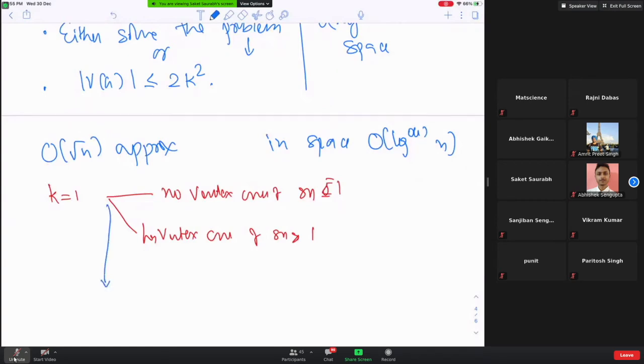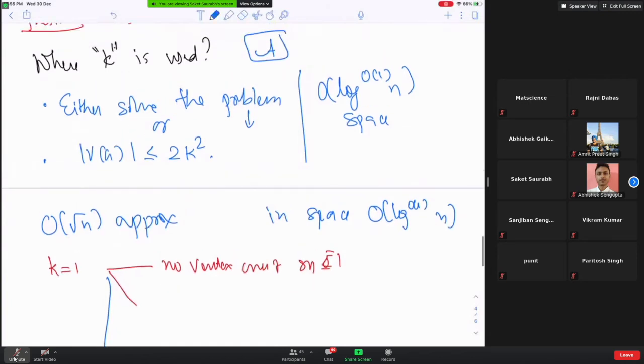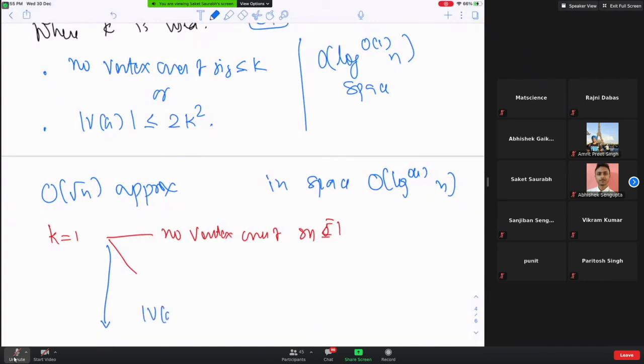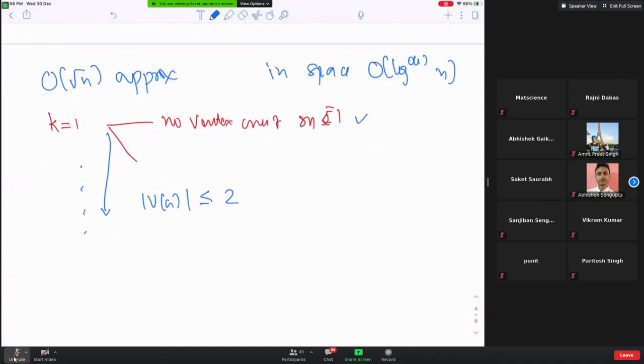Let's make the primitive much easier. It either returns no vertex cover of size at most k, or tells me this. Suppose this is all that it does. So either it can tell me that there is no vertex cover of size at most 1, or it is going to tell me, hey, the vertex set of G is at most 2. This is what it tells me. I go on. When it says no, I do nothing.